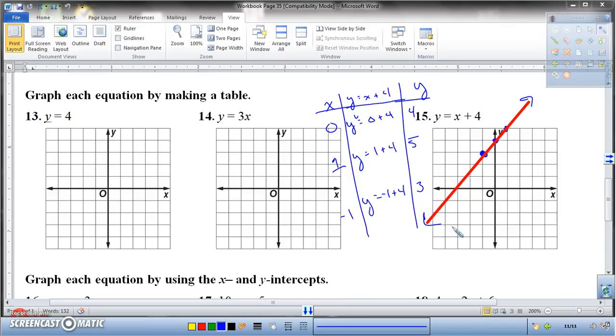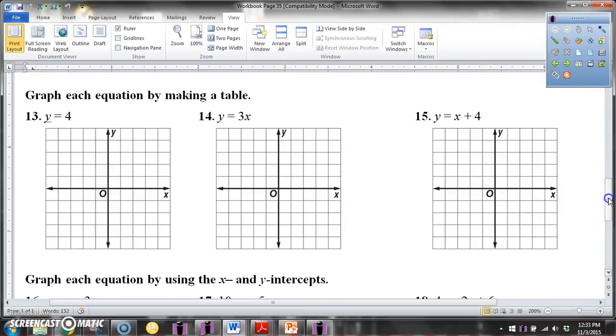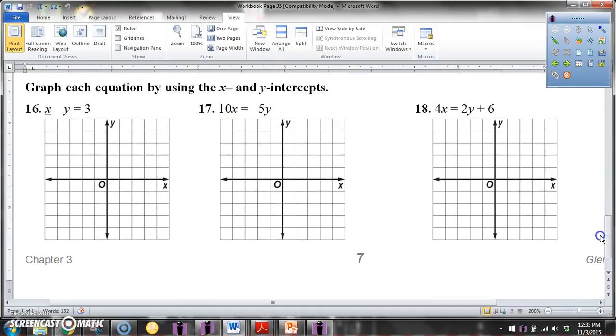Alright, so that's graphing by making a table. And all of these were already solved for y for us. But just remember, if it's not already solved for y, then I want to do that before I begin making my table. It just makes it easier on you. Alright, let's look at 16 through 18.